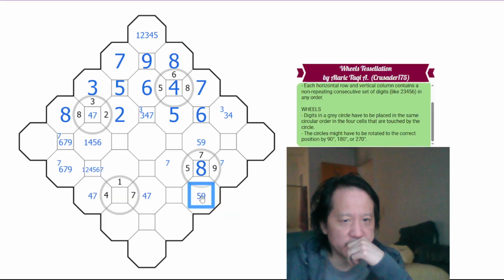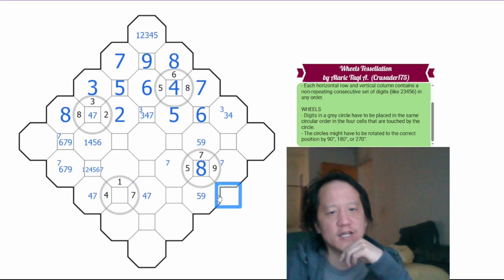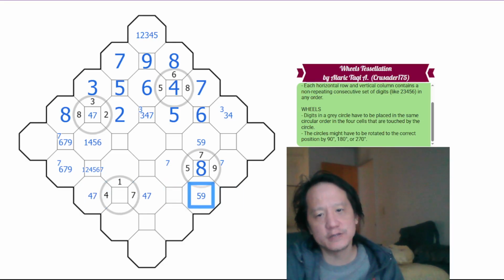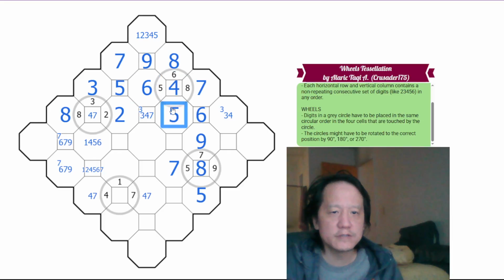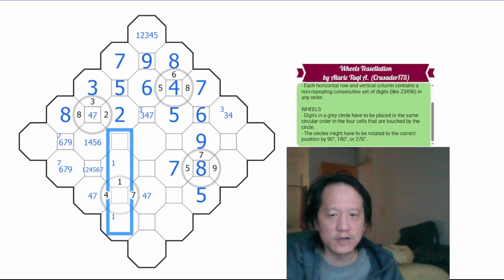This can never be 9 because 4 and 7 can't have a 5-length renban with 9. So this is 5, which makes this 9. So this is 9, then 7, then 5 to be in the proper order. 8, 6, 5, 8, 3, 2. This is 4, 7. One of these is a 1. So then we have remaining digits in this column are 1, 3, 4, and 6.